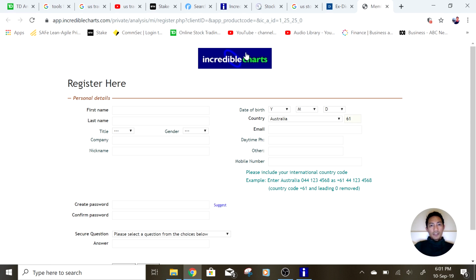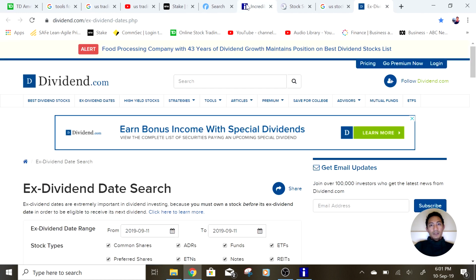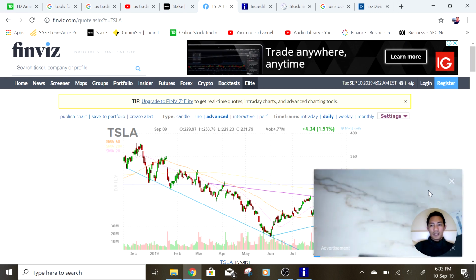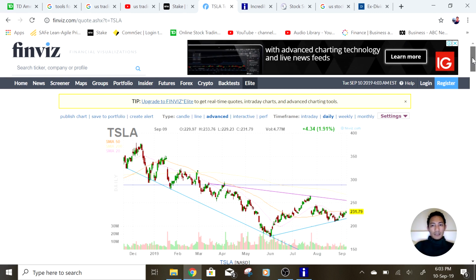It looks like I need to register for Incredible Charts as well, so I'm gonna take that off the bucket list and stick with FinViz. This is FinViz, showing Tesla shares. It seems to be okay. I'm not sure how it shows whether it's undervalued or overvalued. Oh, ads, remove that. It would be nice to know whether there's recommendations as well.